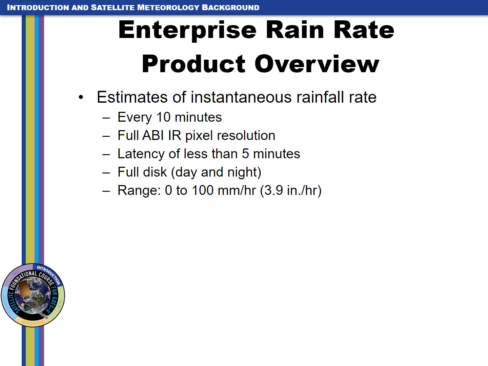Estimates of instantaneous rainfall rate are output every 10 minutes at full ABI IR pixel resolution with a latency of less than 5 minutes and are available over the full disk day and night since IR bands are utilized. Rainfall rates up to 3.9 inches per hour can be output by the algorithm.